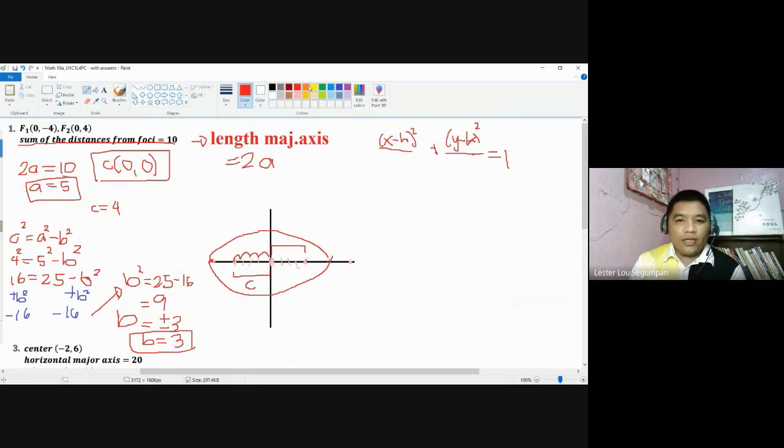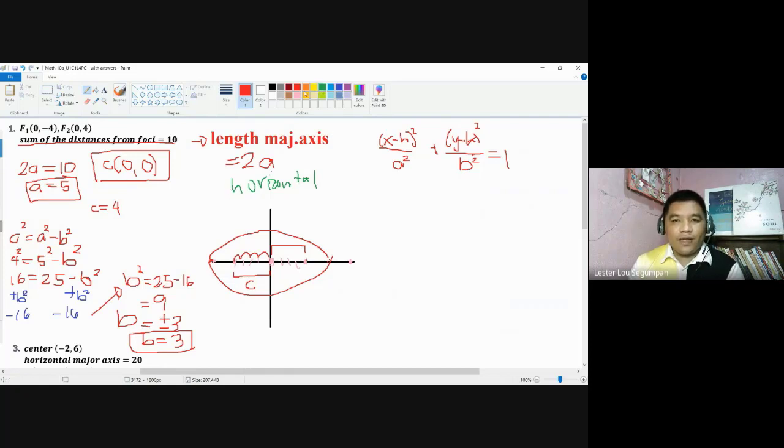So we are talking about the horizontal orientation or position of the ellipse. And if it's horizontal, the a squared is placed under x. If it's vertical, the other way around. This is where we will place b. So this is the standard form for number 1.